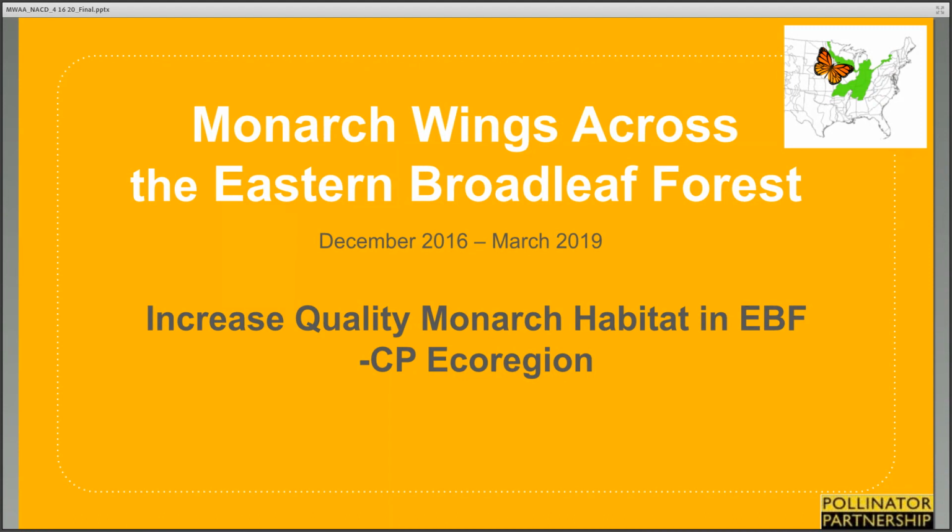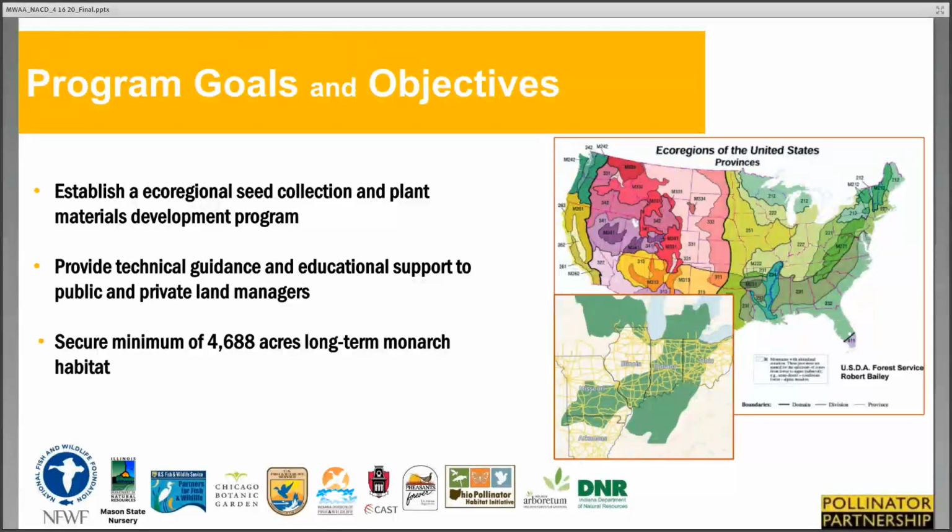Okay, so next I'm going to shift gears, taking you all to the Midwest and talking about a different project underneath our Monarch Wings Across America program. This is Monarch Wings Across the Eastern Broadleaf Forest, and this program actually concluded last year, and it took an eco-regional habitat approach. So we focused on the Bailey's ecoregion structure for plant communities. You can see an example of this here. This is developed by the USDA Forest Service. We were conducting work in Ohio, Indiana, Illinois, Missouri, and Arkansas, all of which overlap at least partially with this ecoregion.